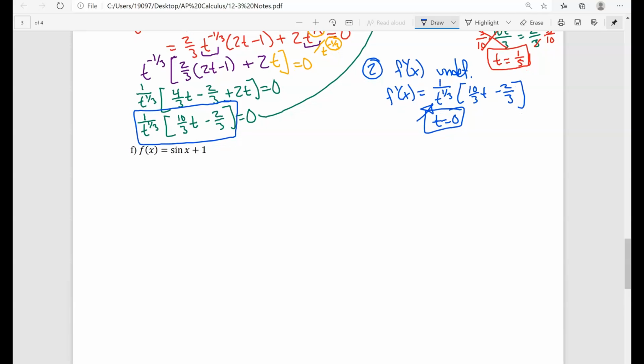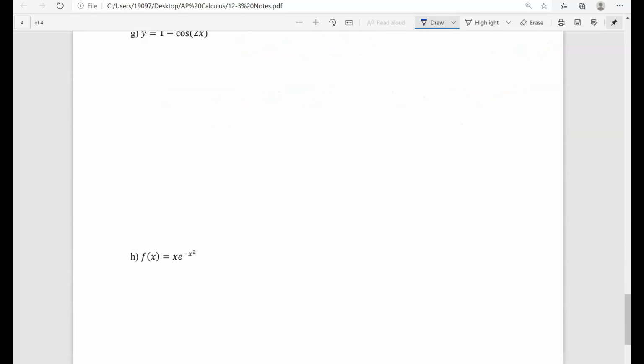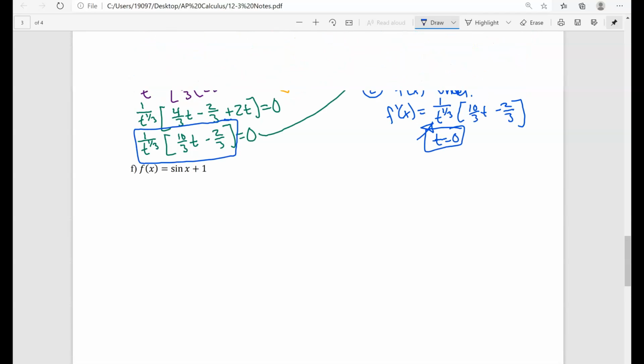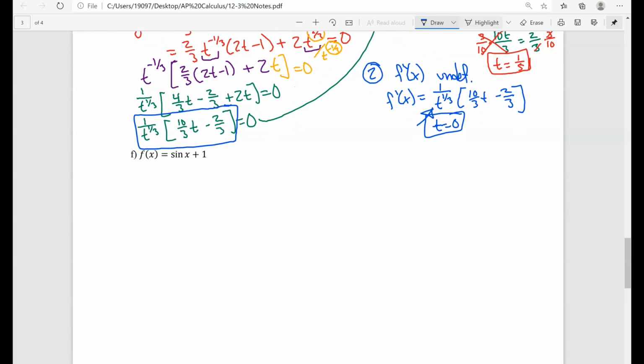Okay. All right, so we're almost done. We're going to do a couple more problems. We have 3 left. So now let's deal with some trig functions, because you can also do it with trig functions. So we're going to take the derivative of this one.